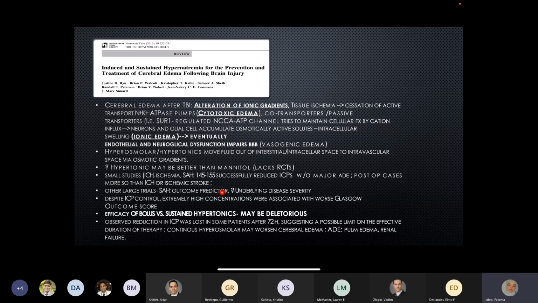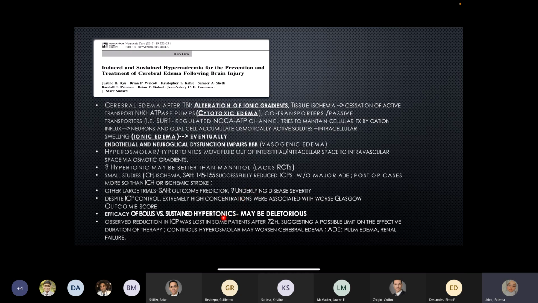And then there are other studies that correlated hypernatremia with poor outcome. But it's just like, did they have higher sodium because they were sicker to begin with? Is it just underlying disease severity, or is it really hypernatremia causing poor outcome in patients? So that's the difference.